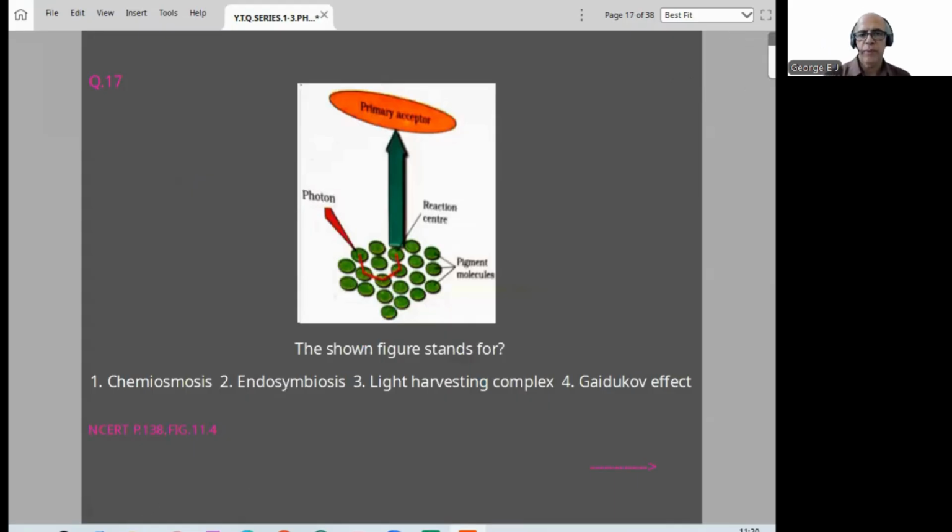This diagram may be familiar. It's a labeling question also; they will remove the markers inside and ask a labeling question. What does the shown figure stand for? It is not the chemiosmotic theory. It is not the endosymbiotic theory, that is concerned with DNA in mitochondria and chloroplasts. This is not the Gaidukov phenomenon, that is concerned with cyanobacteria absorbing different wavelengths and changing color. So it is only applicable to the light harvesting complex. That is what is given below this diagram in NCERT, light harvesting complex. So option wise, it is 3.